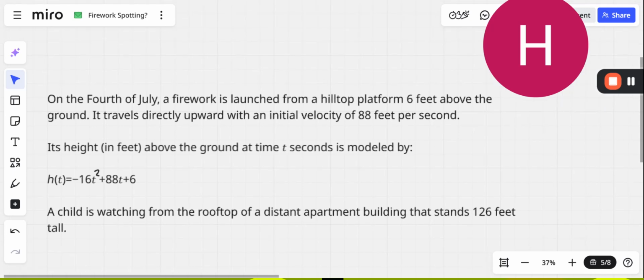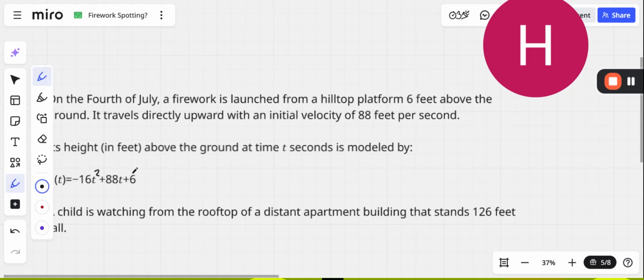And this is basically going to be an Algebra 2 level or a pre-calculus level question. It's even a little bit of a physics application. So if you're in physics, you'll get something out of this as well. The situation is that we have a firework, maybe like a grand finale, which is launched from a hilltop platform, and there's a child that is watching from the rooftop or from his window, I guess, of a distant apartment building. It stands 126 feet tall.